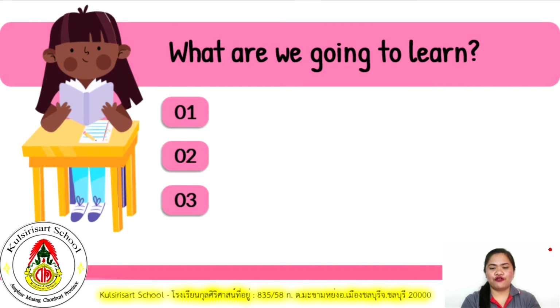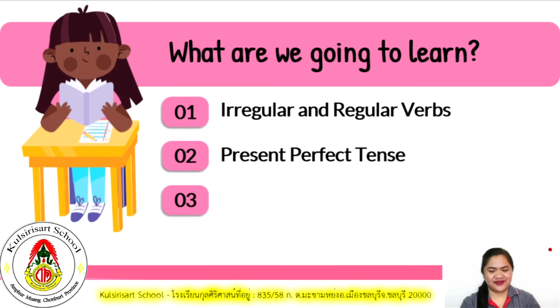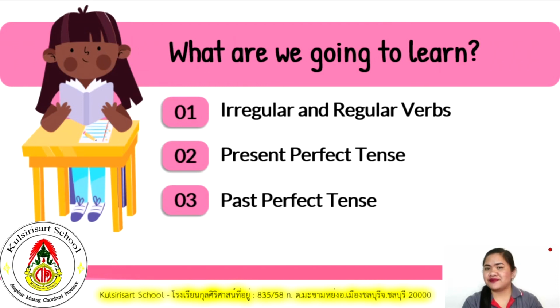For today, we will be learning about 3 topics with regards to present perfect and past perfect. The first one is irregular and regular verbs. Next, present perfect tense. Next, past perfect tense. Very good.